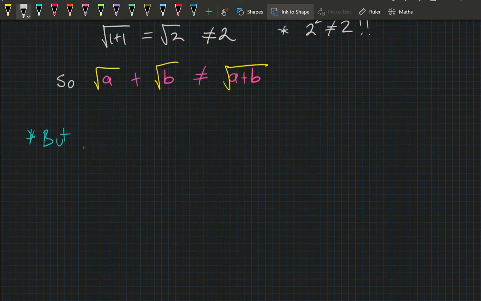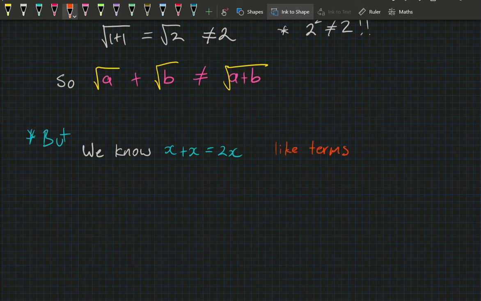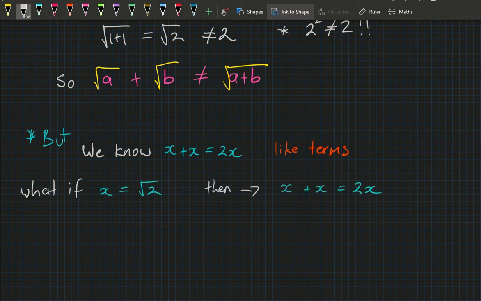But we know that x plus x is equal to 2x because we've covered like terms in great detail already. So what if x was equal to the square root of 2? Well, then x plus x equals 2x would become the square root of 2 plus the square root of 2 equals 2 times the square root of 2. Because all we've done here is substitute in square root of 2 for x.